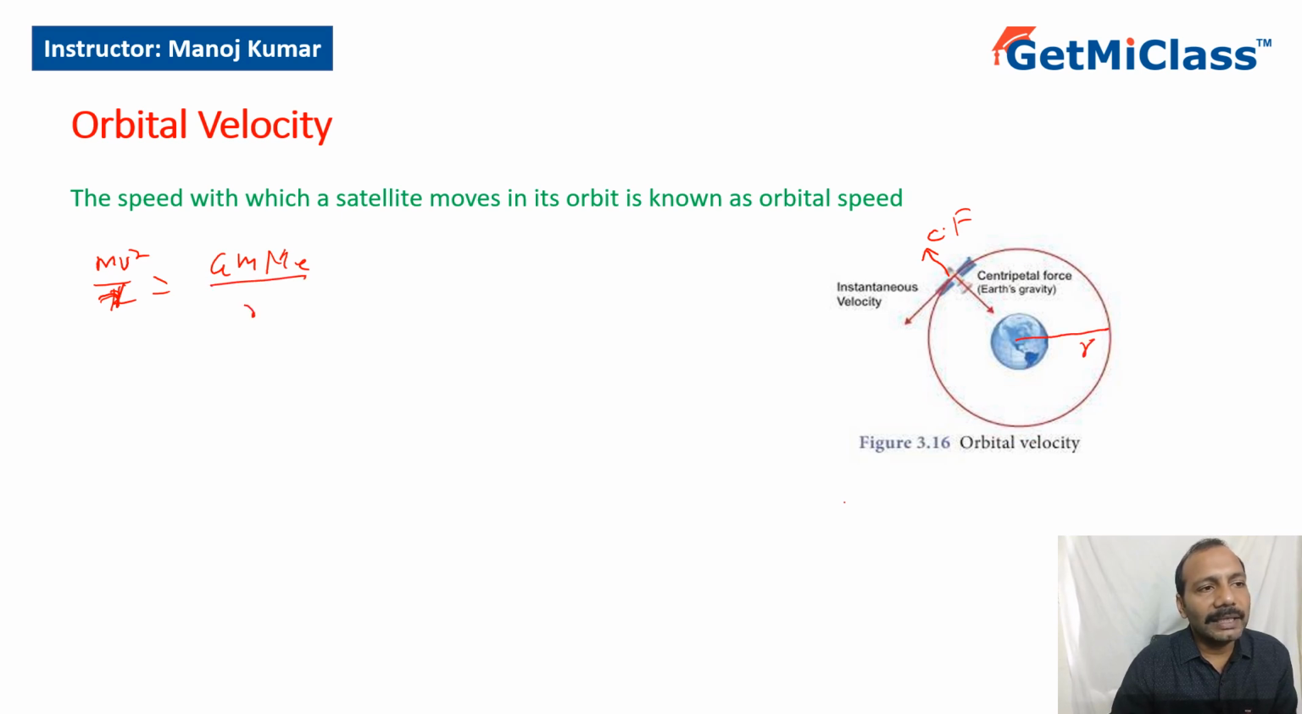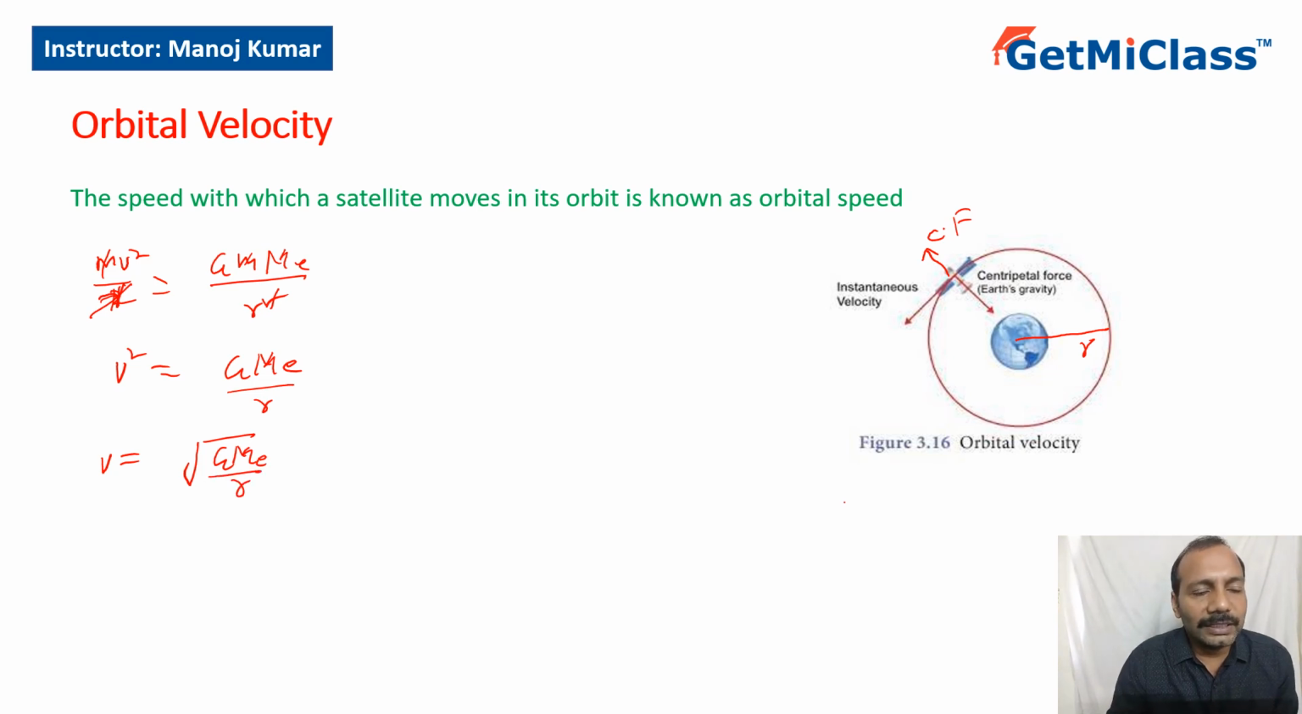GMe m by r square. So I'll cancel one r, I'll cancel m. So what am I left with? I'm left with v square equal to GMe by r, or v would be equal to root of GMe by r. Now that means, what factors does orbital velocity depend on? Orbital velocity depends on the mass of the Earth, or mass of the planet around which a satellite is revolving, and the radius of the orbit.